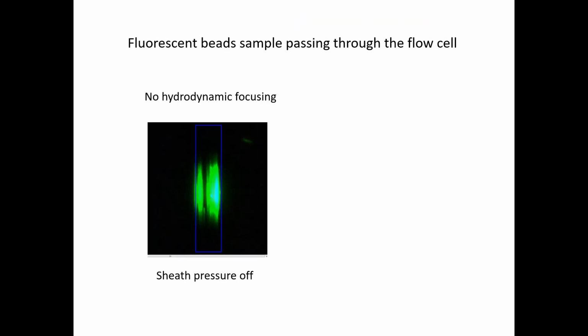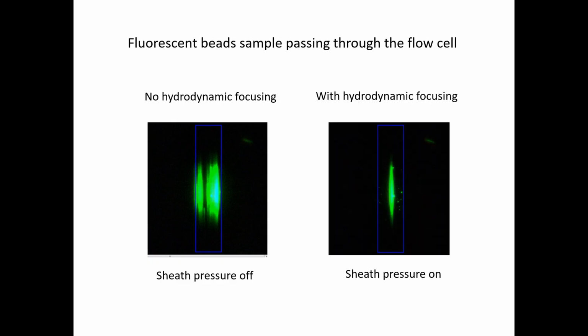Here we can see fluorescent yellow beads passing through the flow cell. The laser is on. The sheath pressure is off, so there is no hydrodynamic focusing, and we can see that the beads are spread all across the flow cell as they pass through the laser beam. Here the sheath pressure is on, and we have hydrodynamic focusing, forcing the beads into a nice narrow core in the center of the stream and of the laser beam.